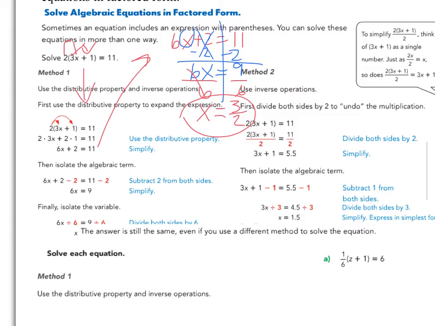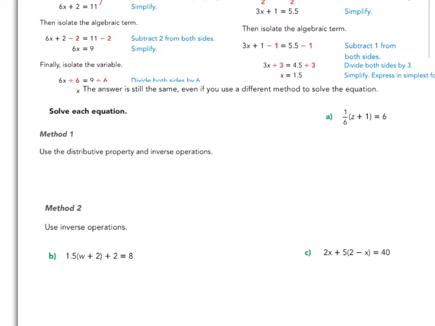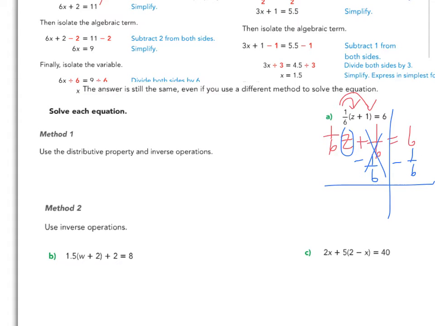All right. So we are going to scroll down here. And it says, here we go. Now we have the same thing, but we're distributing a fraction. So 1/6 z plus 1/6 equals 6. We're going to draw our line and circle our variable. We need to subtract 1/6 from both sides. So 6 minus 1/6 is going to be 5 and 5/6 equals 1/6 z.